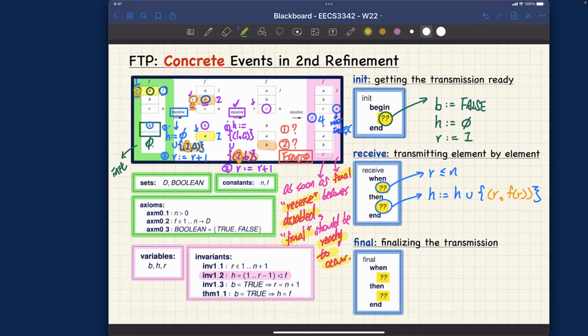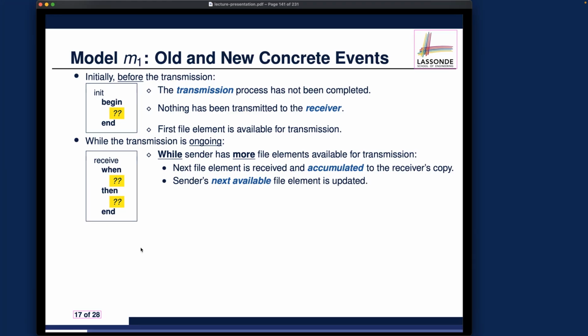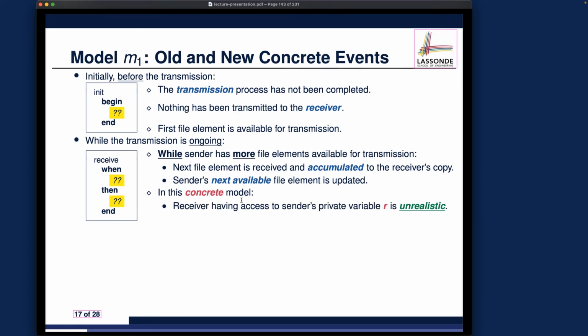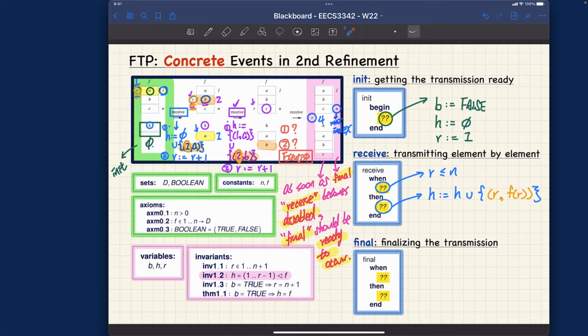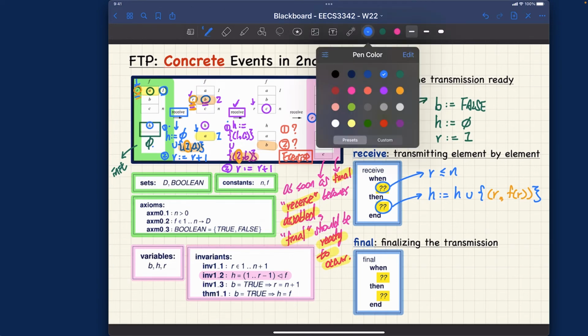Let's take a look at the hints, and then you can also pause the video and think about it. Actually, there are some more bullet points I want to go over for the receive before we get to the final events. In this concrete model, M1, the first refinement, there is something that's not so realistic, which I'm going to go over with you, give you some idea. The receiver having access to the sender's private variable R is kind of unrealistic. What do I mean? You can think about when we try to come up with the receive events over here, we're trying to use R. Okay, so I'm going to write it down for you.